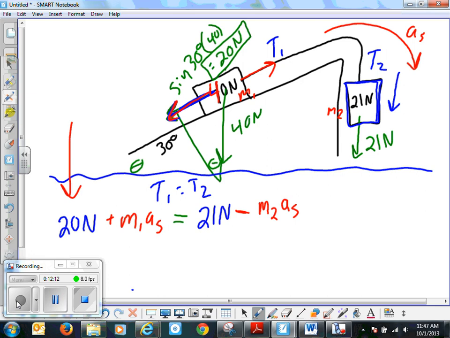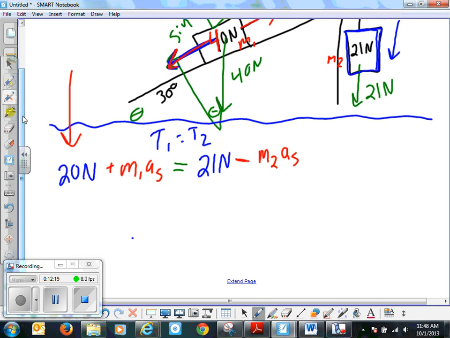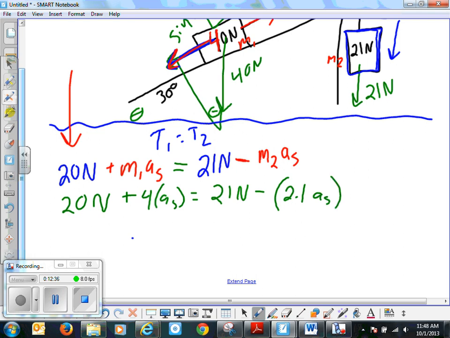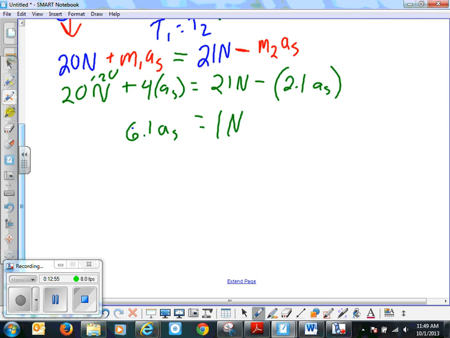Because really, all the physics is done now. Okay, so I said it's all math from here, the physics is done. So we just have to solve the problem, right? So 20 newtons plus M1, which is 4, times acceleration of the system equals 21 newtons minus M2, which is 2.1, times acceleration of the system. Okay, so we add all that stuff together and we get 1 newton. Okay, so I subtracted that from both sides. Equals 6.1 accelerations of the system. Okay, you guys check my math.